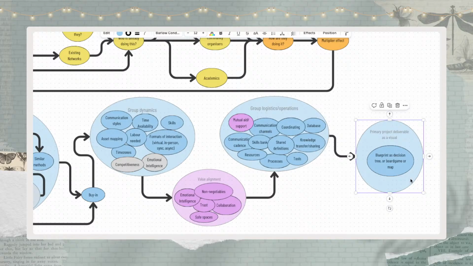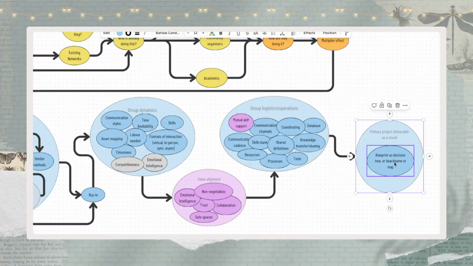Not only a decision tree. I mean, we put several ideas there. It could be a board game, or it could be a roadmap. So different ways to visualize it, something that facilitates carrying out this effort. I meant like a decision aid, something that will help move along.